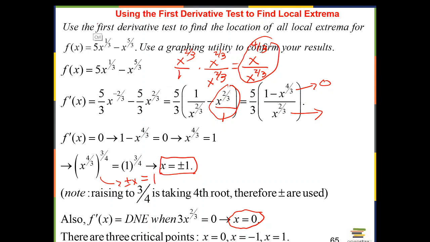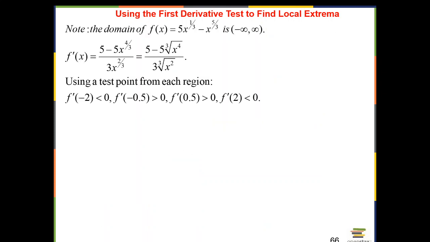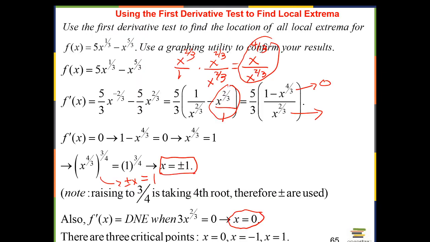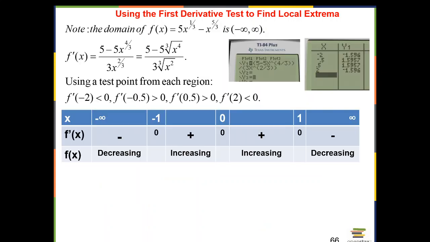And it says, use the first derivative test to find the locations of all local extrema. So right now what we have is the critical numbers. We don't know if we have extrema here. We have to do sign analysis for f prime. So let's do that. Here's the sign analysis. We have negative infinity to infinity, and the numbers we found were negative 1, 0, and 1.